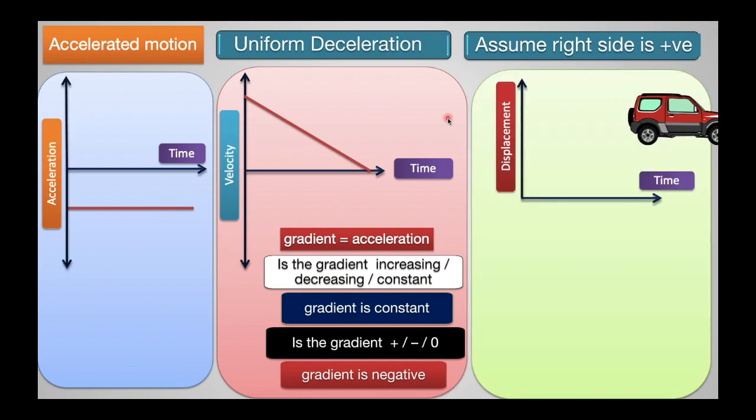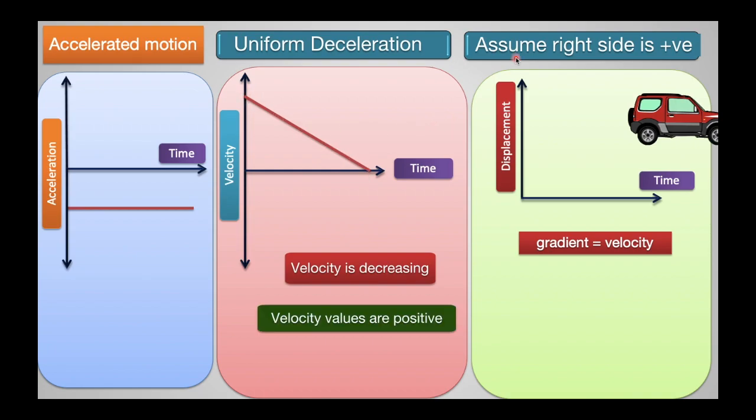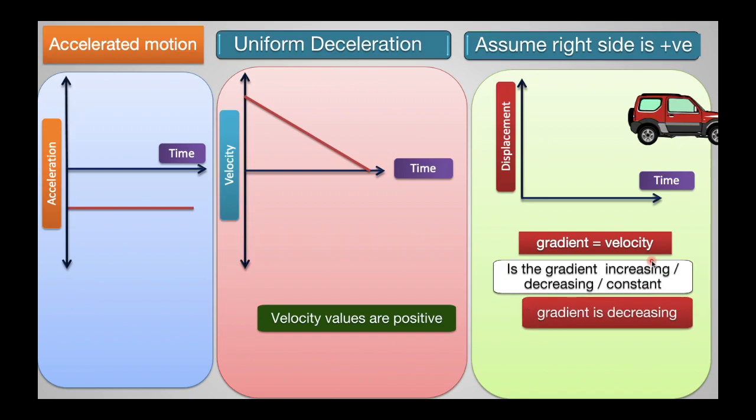Displacement time graph. We know the gradient is velocity. You can see the velocity is decreasing from a high value. The velocity is decreasing to 0. All the values of velocity are positive. The velocity is to the right side. It's moving to the right side. So velocity is to the right side and the right side we are taking as positive. So the two questions, is the gradient increasing, decreasing or constant? The velocity, which is the gradient, is decreasing.